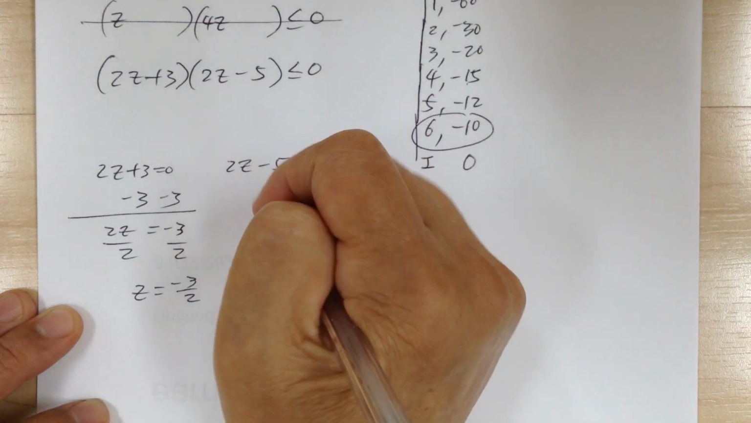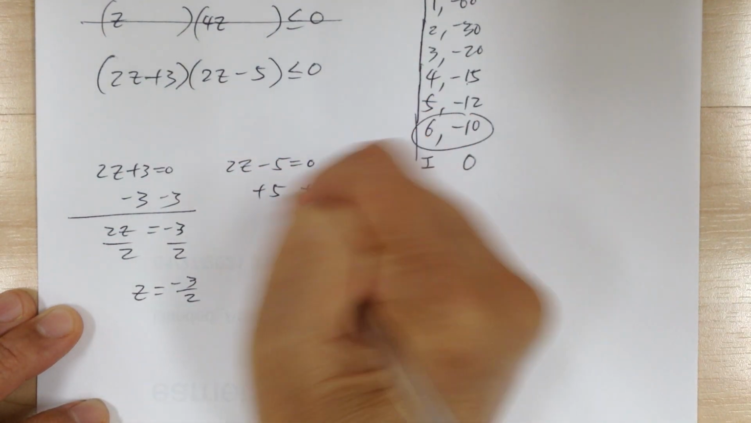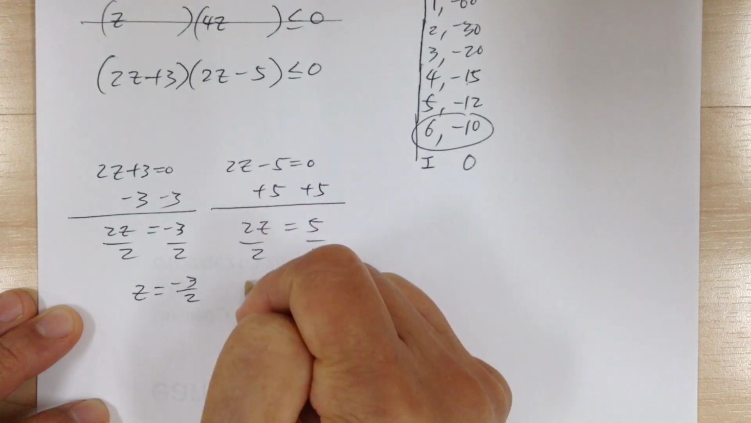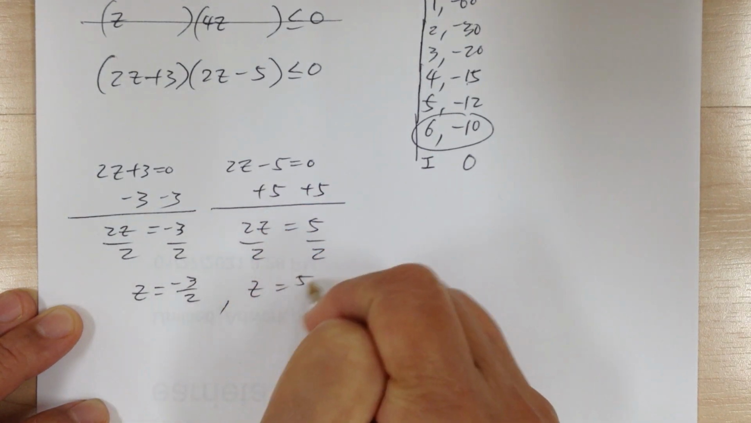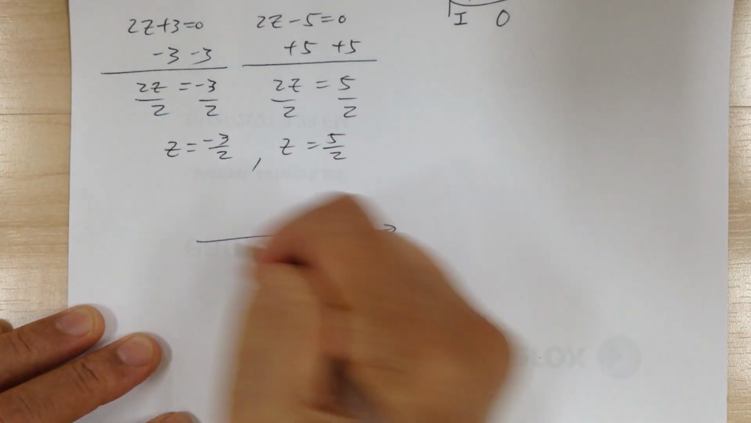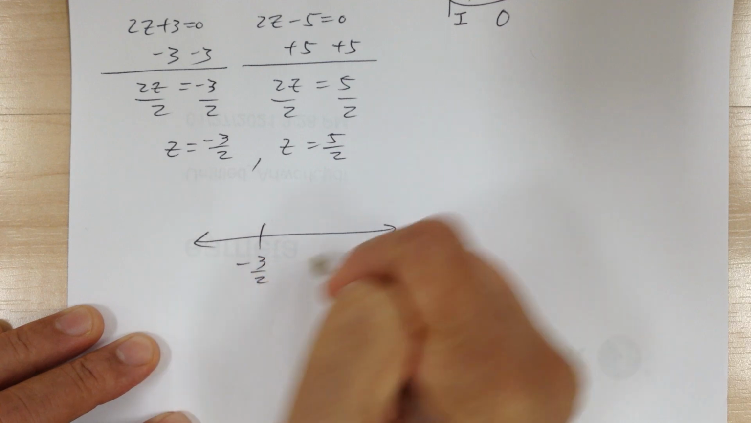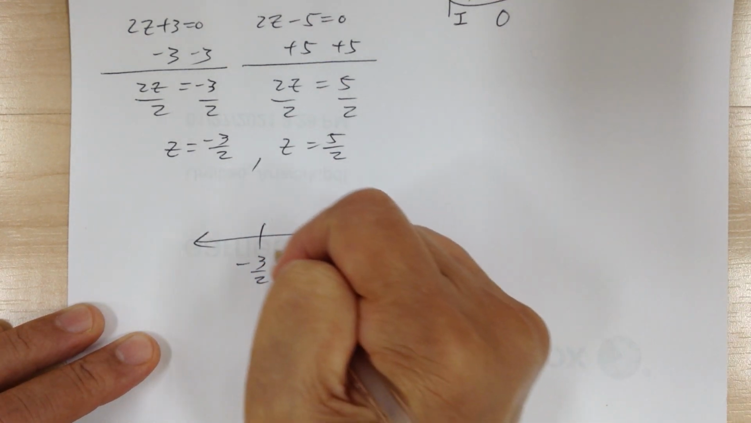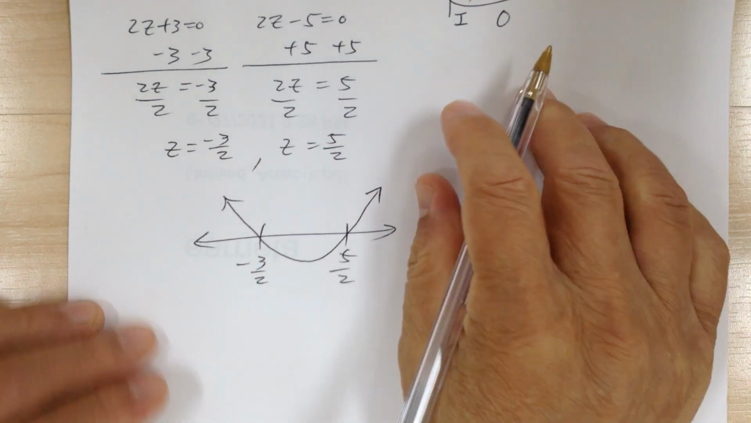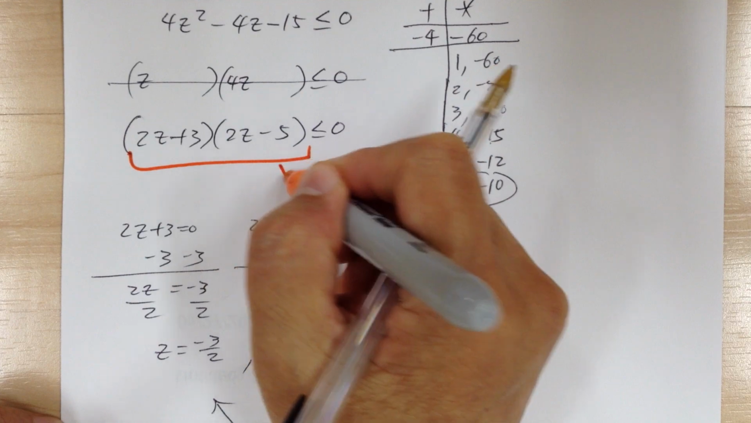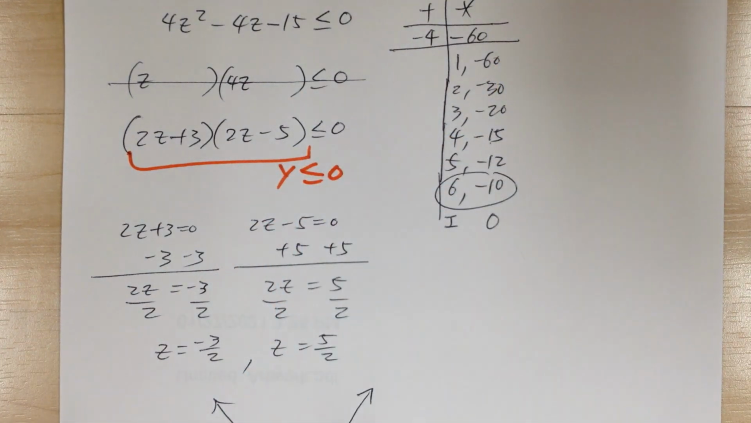Okay, for this one over here, for the zeros, you add 5 on each side. So you get 2z equal to 5, divide by 2, divide by 2. So z equals 5 over 2. So those are the two values that you need to graph. You're going to get negative 3 over 2 and 5 over 2, and your graph is going to look something like this. Now again, go back to over here. You have to think of this as your y. So y is less than or equal to 0.